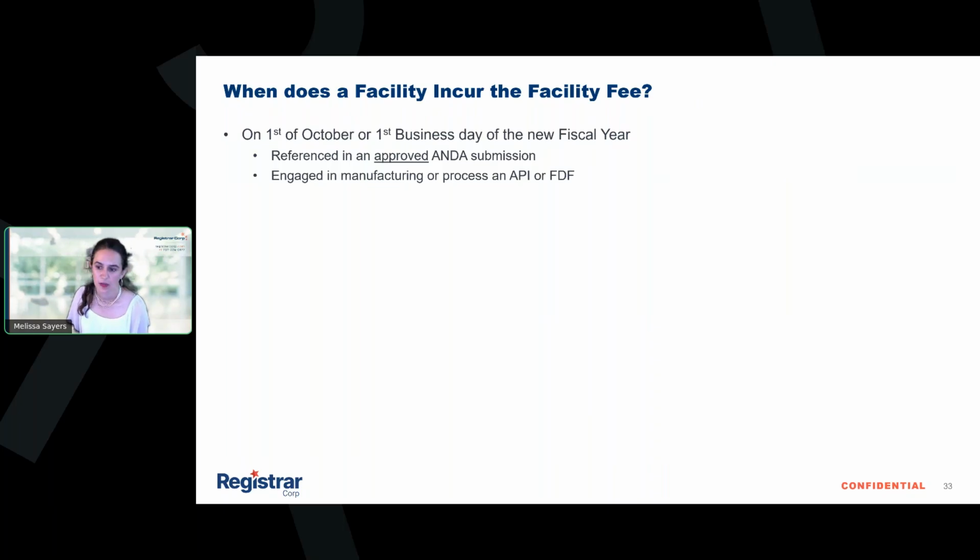For example, if a facility is first identified in an approved abbreviated new drug application on October 31st of this year, 2025, which would be looking at the fiscal year of 2026, it will not incur that facility fee for fiscal year 2026. It will start to incur fees for fiscal year 2027, as long as it's still named in an approved ANDA on the date that the fee incurs.